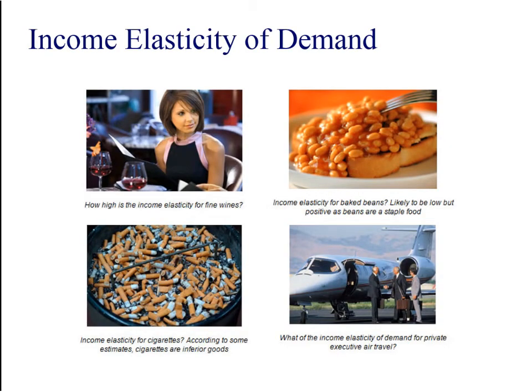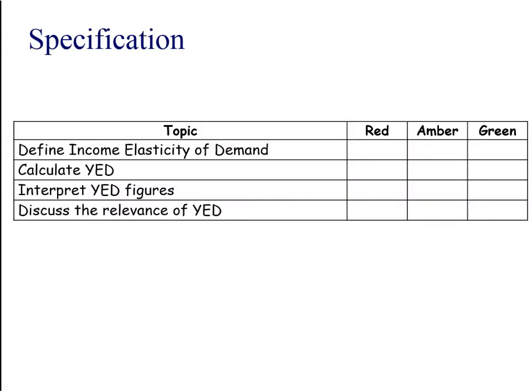Okay, so this is probably the second section of elasticity that you look at, income elasticity of demand, or YED. And rather than looking at how a change in the price might affect the quantity demanded, this time you're looking at how a change in income might affect the quantity demanded of a product.